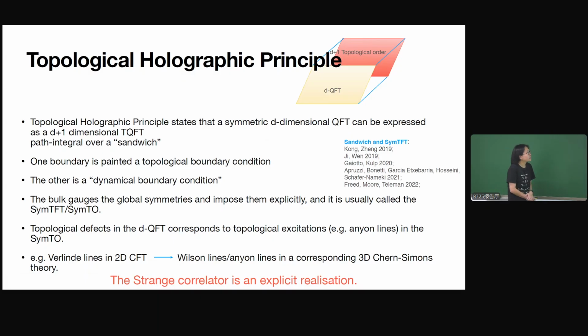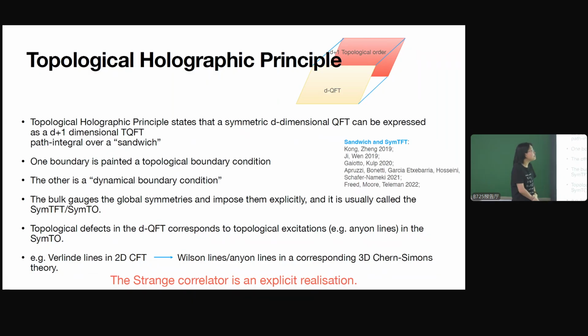And so basically the topological holographic principle states that if I have a quantum field theory, a system in d dimensions, and it has certain symmetries that are described by a fusion tensor category, then the path integral, or the partition function, of this d-dimensional system can be expressed as a path integral in a d+1 dimensional topological field theory. This TQFT is constructed using the data of the fusion tensor category that governs the symmetry of the d-dimensional system.